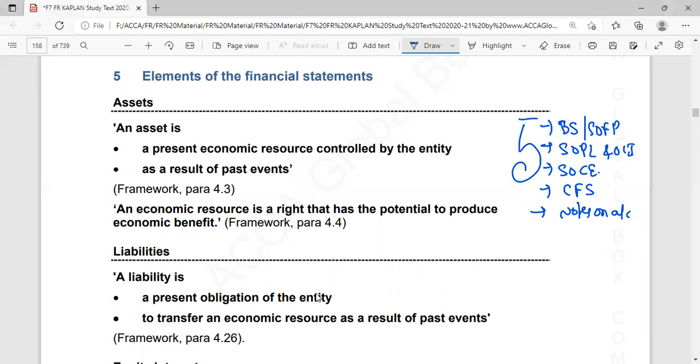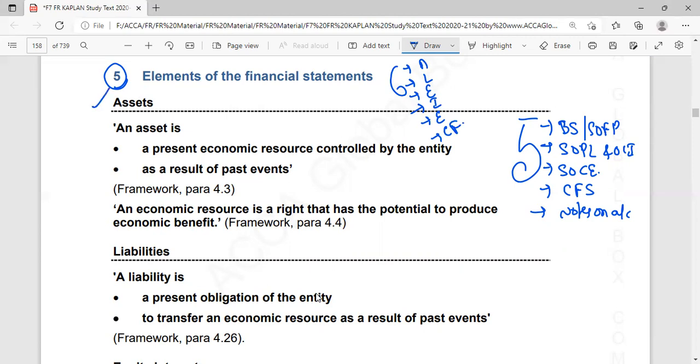Then coming to the next one, what are the elements of the financial statement? Here there are six elements. One is assets, another is liabilities, equity, income, and expenses. Majorly these five elements are there, and another one, cash flows, is also covered.